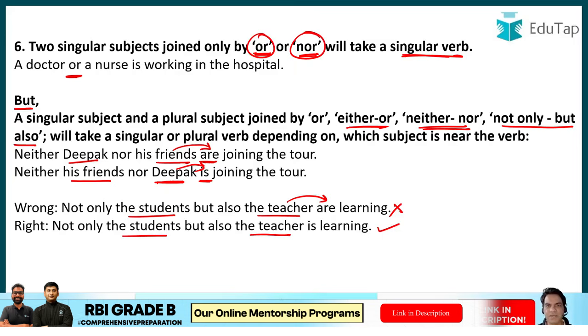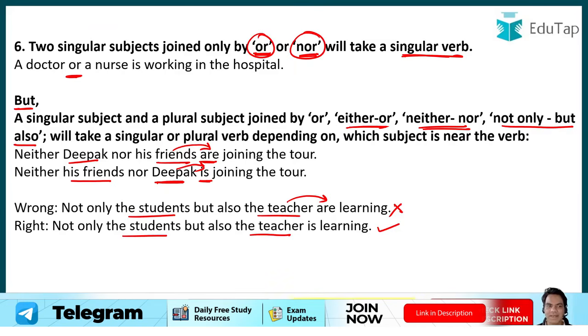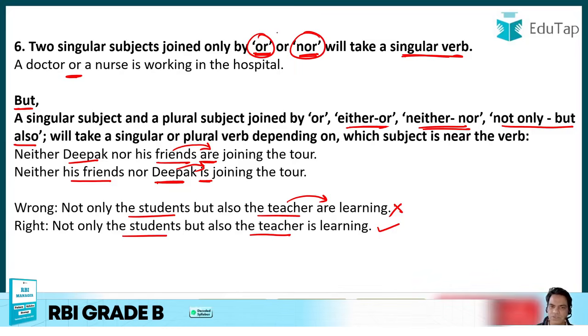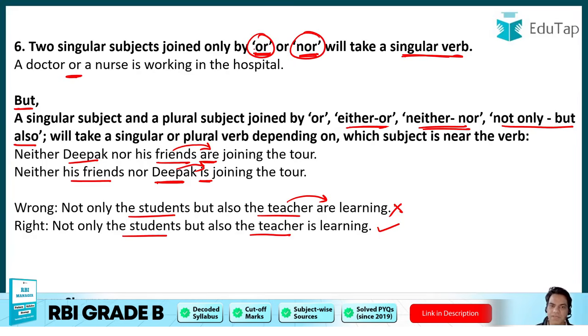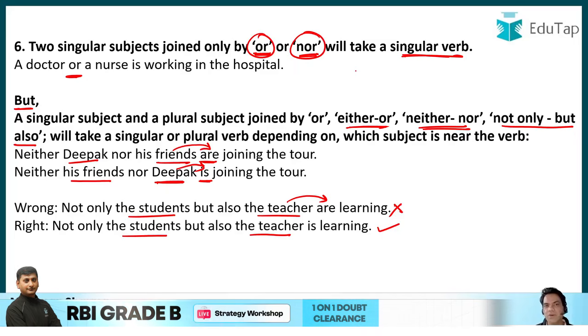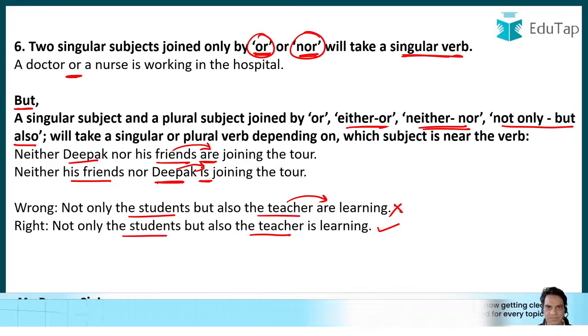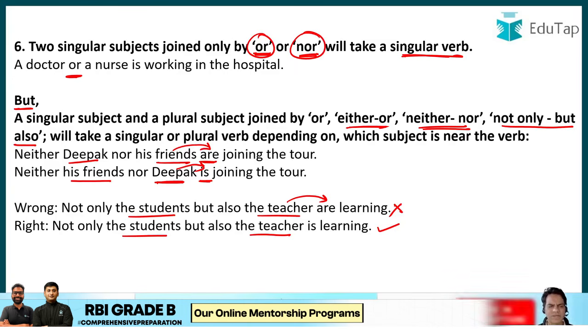Now in these three pairs you need to remember whichever noun is closer to the verb will decide the verb. Got it? So only or and nor, because or and nor are only used for two singular entities, right? So they always take a singular verb. But if we are using either or and neither nor, now we need to look at the noun which is closer to the verb, and that noun will decide the verb. Got the rule, guys? It's quite an old rule, but it sometimes confuses the students.